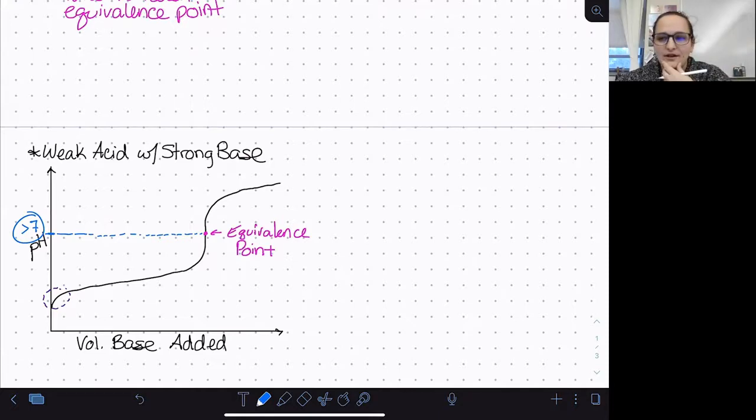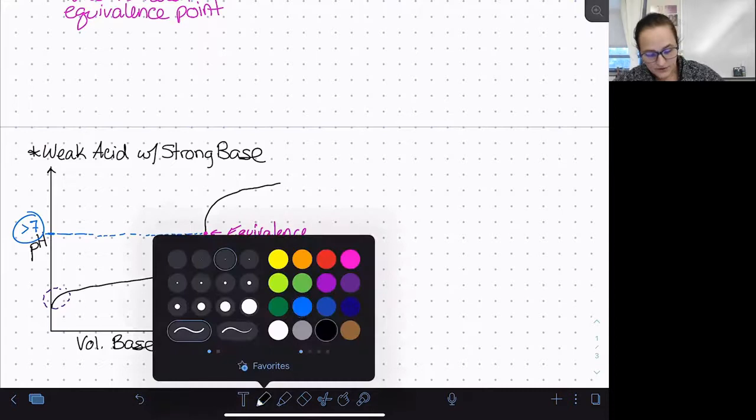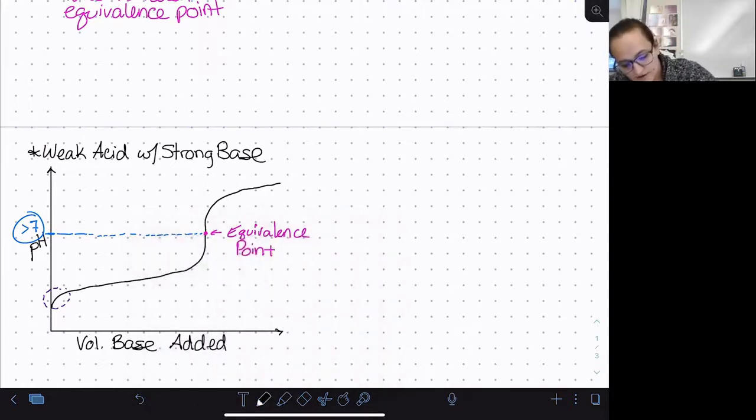But what's happening in this titration is that one of your products is a weak base. When you reach the equivalence point, you've consumed all of your weak acid and all of your strong base, but one of the products you've created is a weak base. So it makes the solution slightly basic. The opposite will be true for a weak base with a strong acid.